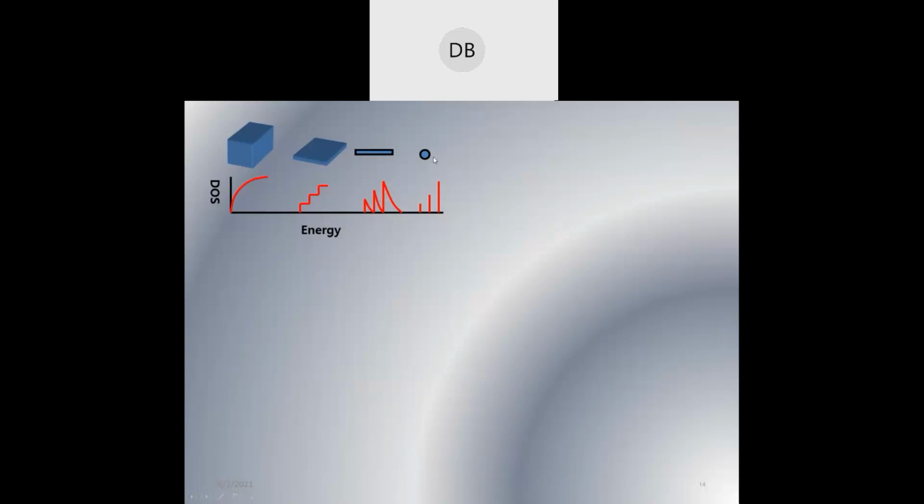And for a quantum dot, or a zero-dimensional nanomaterial, these are abrupt. That means all of a sudden at a particular energy level you'll have many allowed states, then there's nothing, again many allowed states at a particular energy level, and then again nothing, and it goes on that way. I hope you understand.